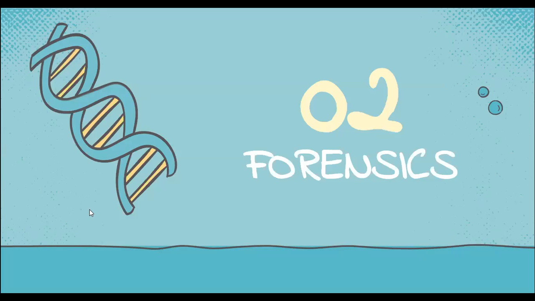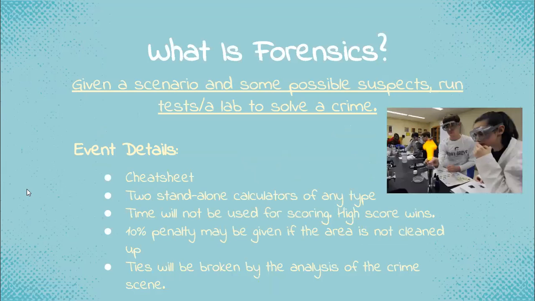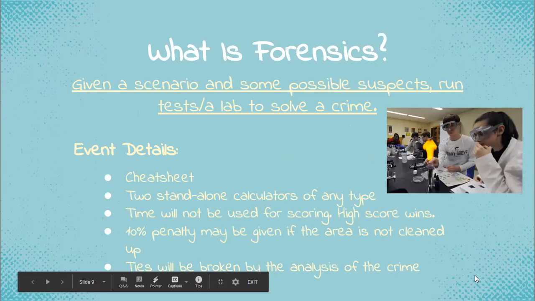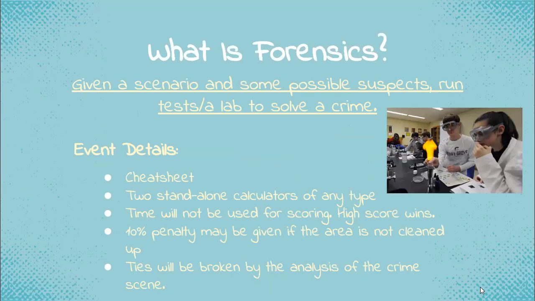Alice? Okay, so for forensics, could you go on to the next slide, please? Yes. Okay, so forensics is an event where you're given a scenario and some possible suspects. I remember when I did this at Rice, I had about 4 to 5 suspects, and you basically run tests in a lab environment to solve a crime.